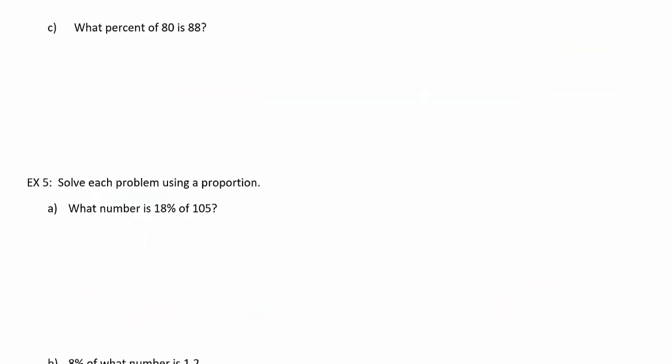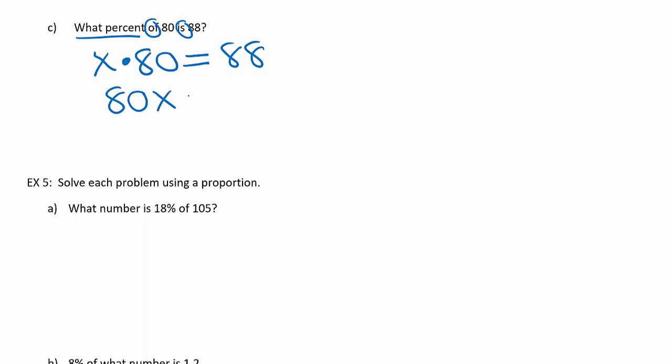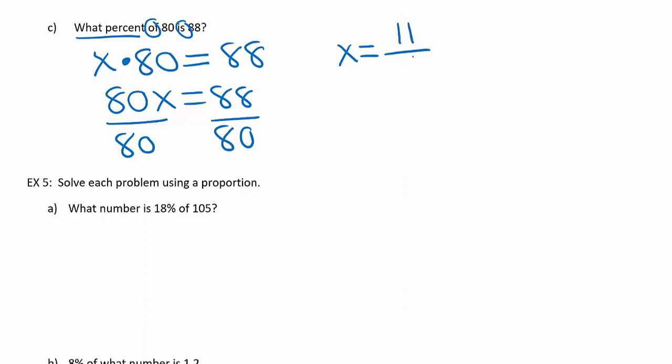Last example using this method. So now we're solving for the percent. What percent is my unknown? So I'm going to put in the x. Of means I multiply, so times 80 equals, that's the is, 88. We could also write this as 80x equals 88. So this time we're solving for the percent. To solve, I would divide both sides by 80. To help me with the division, I'm going to reduce. I have a common factor of 8, and that becomes 11/10.